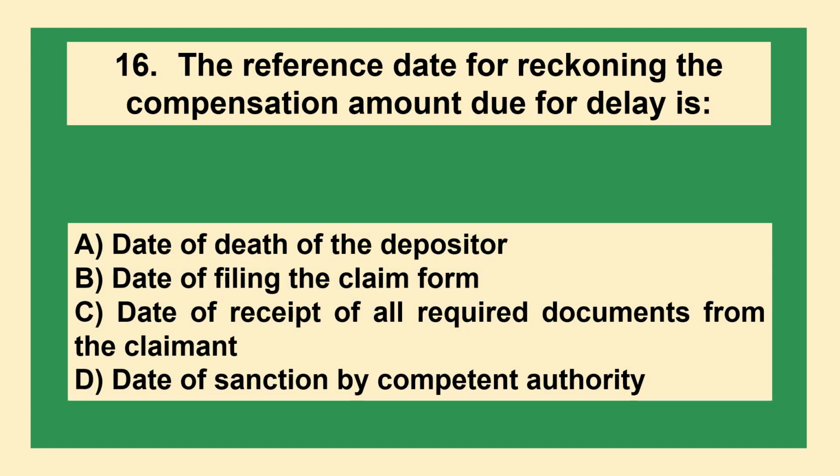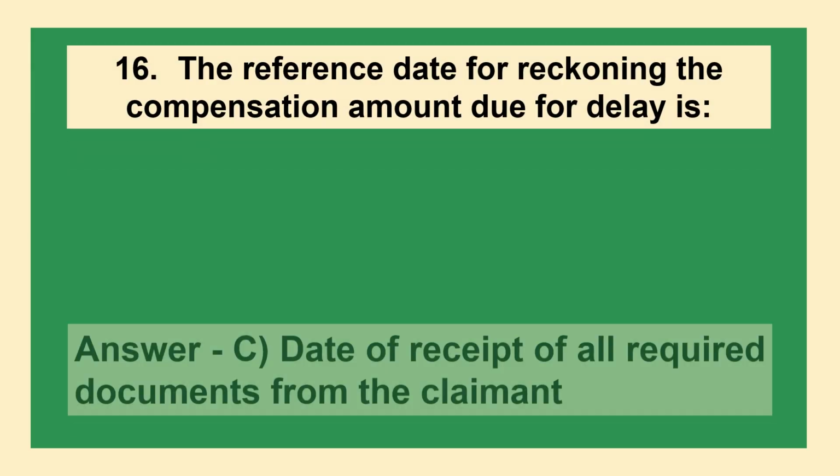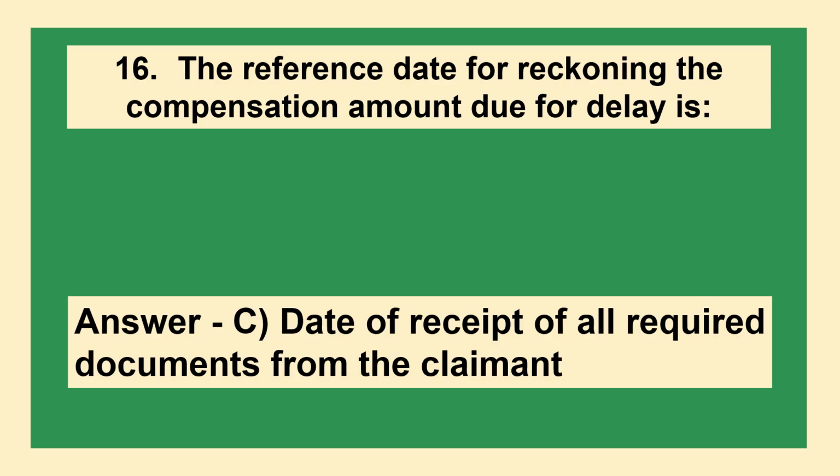The reference date for reckoning the compensation amount due for delay is option A, date of death of the depositor. B, date of filing the claim form. C, date of receipt of all required documents from the claimant. D, date of sanction by competent authority. Answer is option C, date of receipt of all required documents from the claimant.